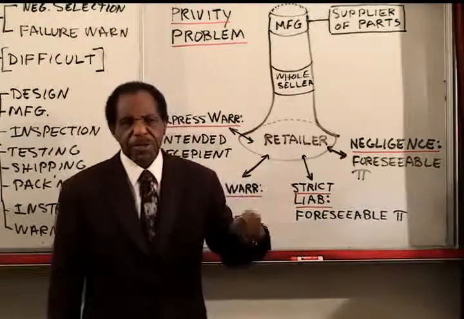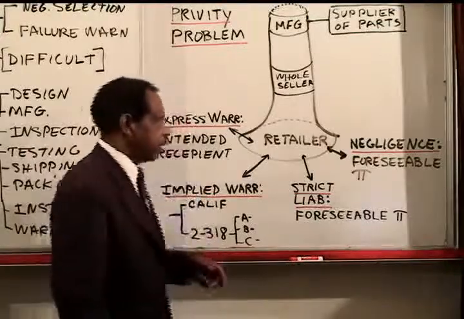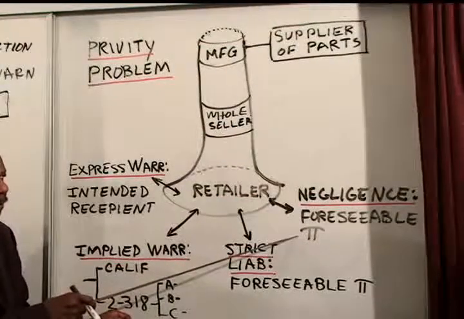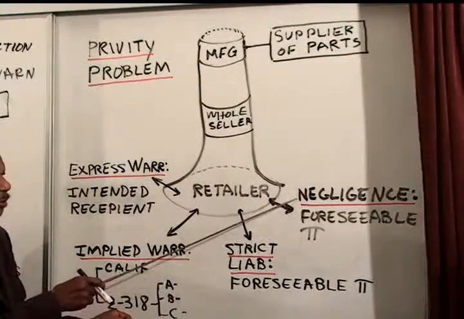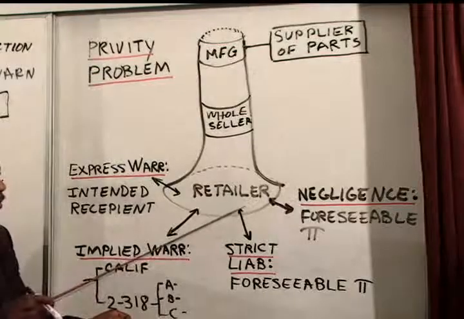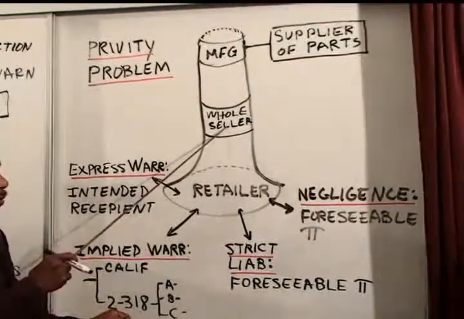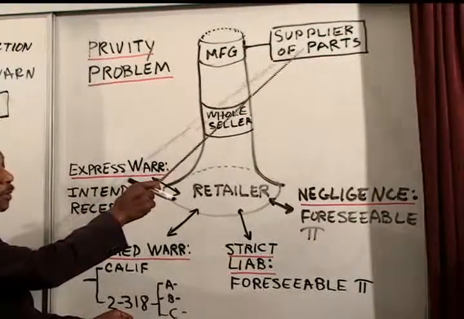So these people get further and further removed from me, and the rule is that if the person qualifies as a foreseeable plaintiff using regular negligence standards, then that person can sue for negligence, and the person they sue is the one who was actually negligent. Could be the retailer, could be the wholesaler, could be the manufacturer, could be the supplier of parts.